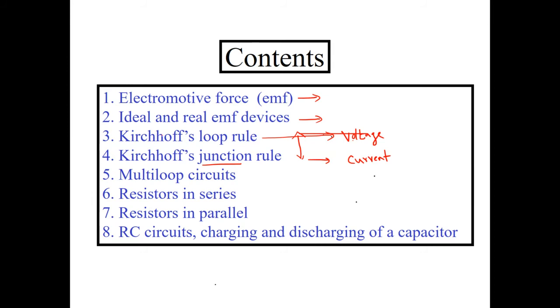And then we are going to study the concept of multi-loop circuits. If there is only one circuit, no problem, it's very easy. Suppose the circuit has many loops, more than one loop in a circuit, this is called a multi-loop circuit. So it is like a complicated circuit. So if you have more than one loop, then we have to say that circuit is a multi-loop circuit.